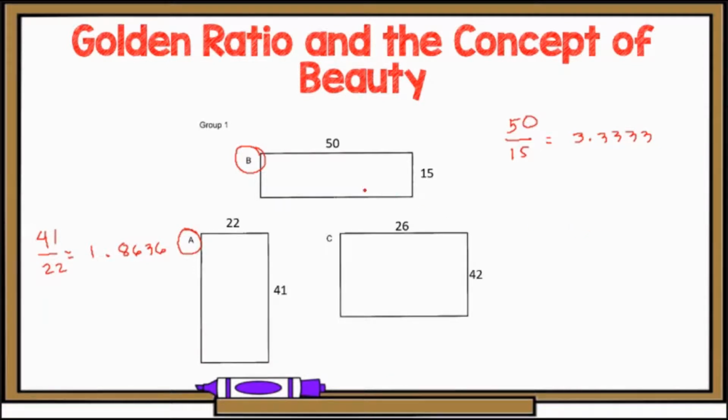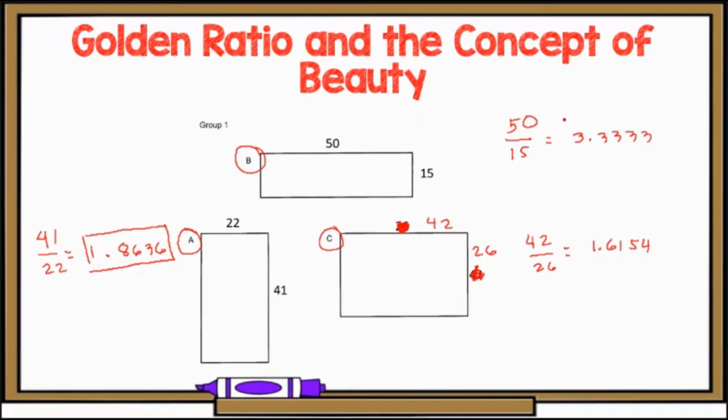Now let's go to the third rectangle. We have, oops, let's correct this one. The longer side is 42 and the shorter side is actually just 26. So 42 divided by 26 is equal to 1.6154.